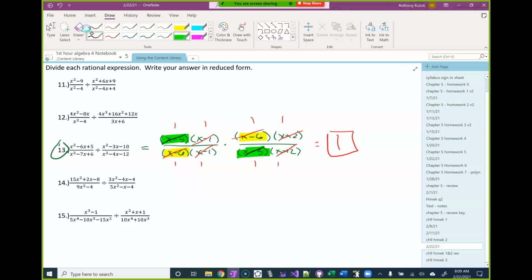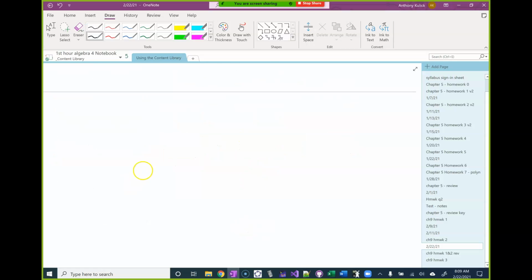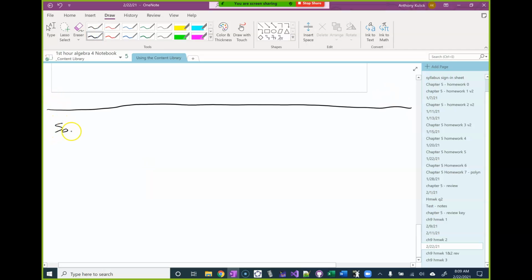But those skills that we developed last time are still important. So let's move on here. So we're going to talk about solving rational equations.